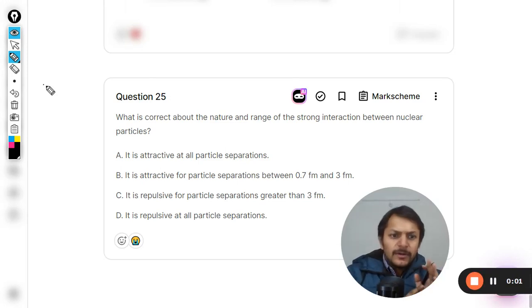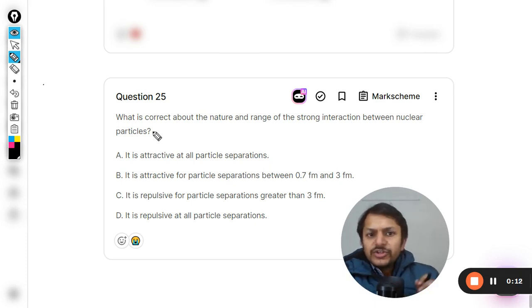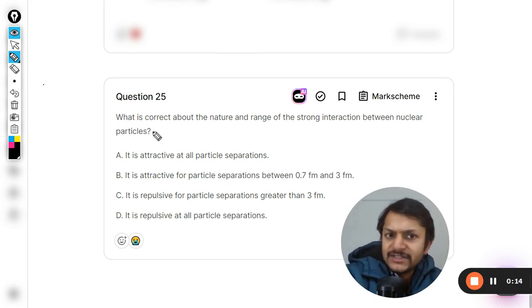Let us see what is there in this question. What is correct about the nature and the range of strong interaction between the nuclear particles? So the question is about the nuclear forces, and we are not considering weak forces.